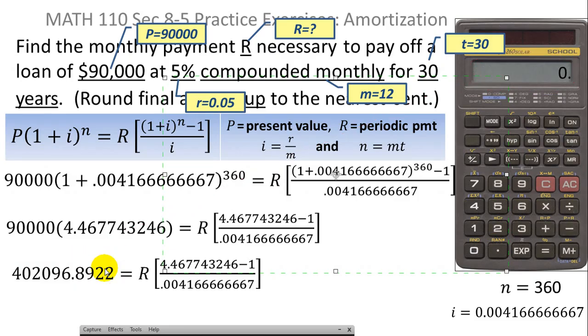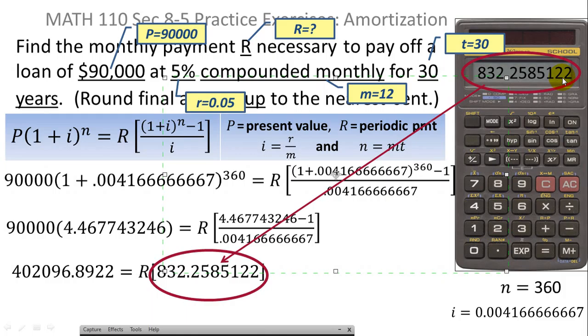Alright, now looking at this, the next thing I want to do is this fraction over here on the right. So I start off by doing 4.467743246 minus 1. I hit equal and then do the division by the little i. I won't again show that. I know you can do it. But when you do that, you will get 832.2585122, and you plug it in.